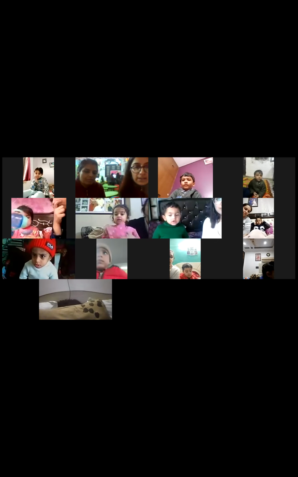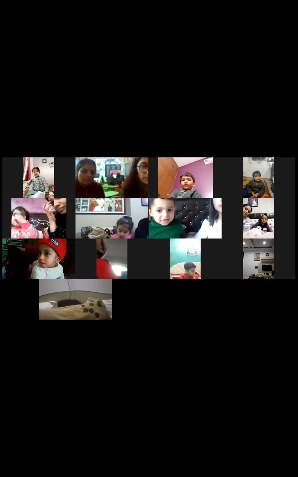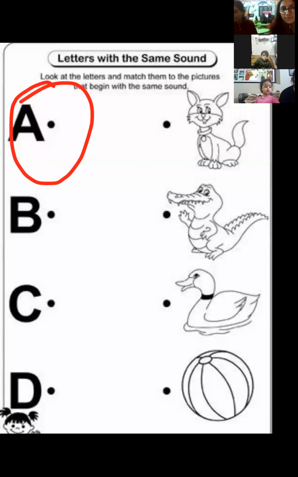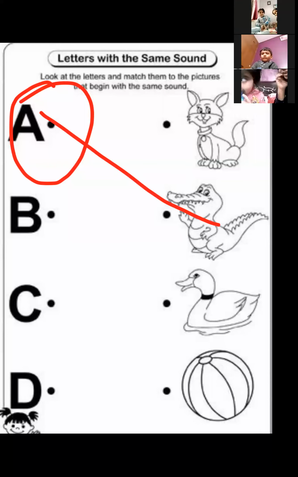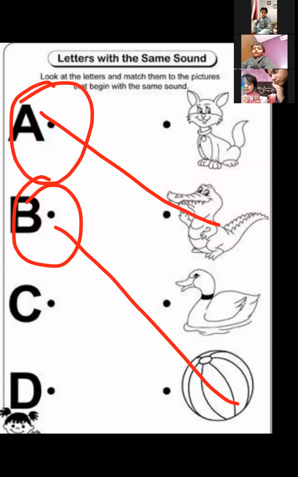Okay, now your friend Ruvisha, and who else is left? Okay, Ruvisha, look at the screen. A for which picture will it match? A for cat, A for alligator, A for duck, A for ball? Alligator. Yes. I studied that. Okay, and Yuan, you can also answer. Yuan, which letter is this? B. B for ball. Okay.